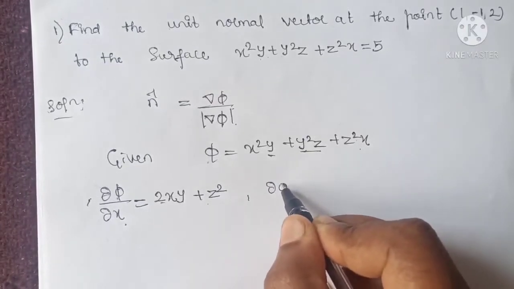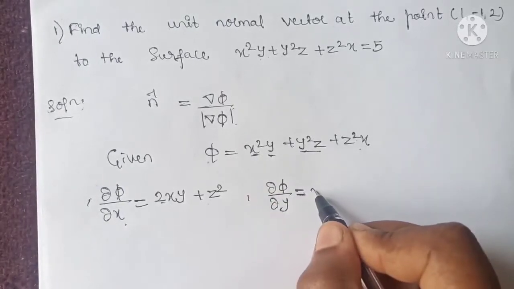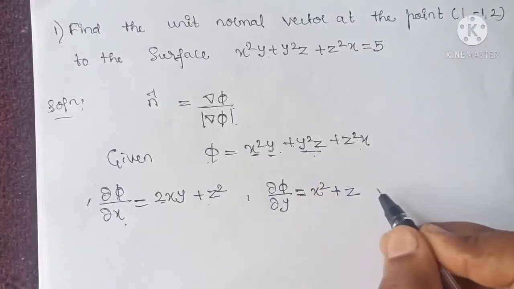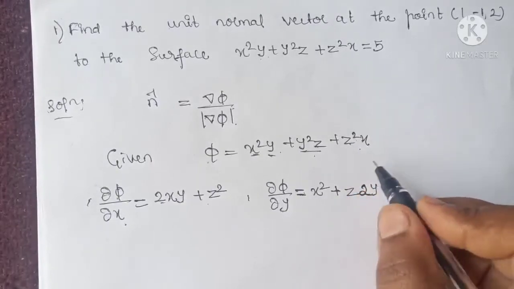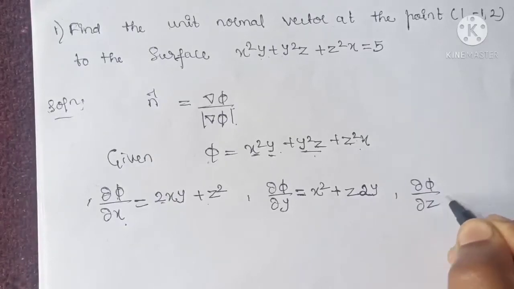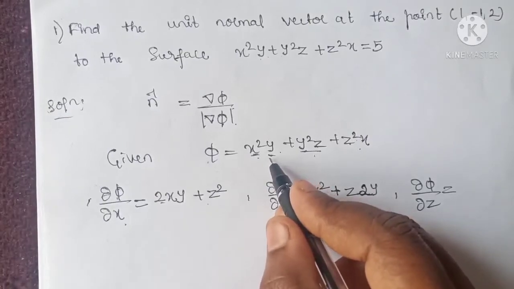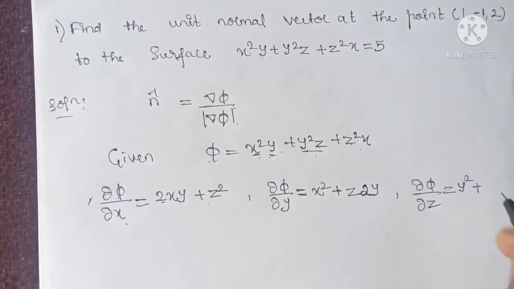Now we differentiate partially with respect to y. With respect to y, x square becomes constant, y differentiation is 1, plus z constant, y square differentiation 2y, okay, plus z square x is constant, therefore it is equal to 0. Similarly, dou phi by dou z is equal to x square into y is constant, therefore its differentiation is 0, y square being constant, z differentiation 1, plus z square differentiation 2z into x is constant.